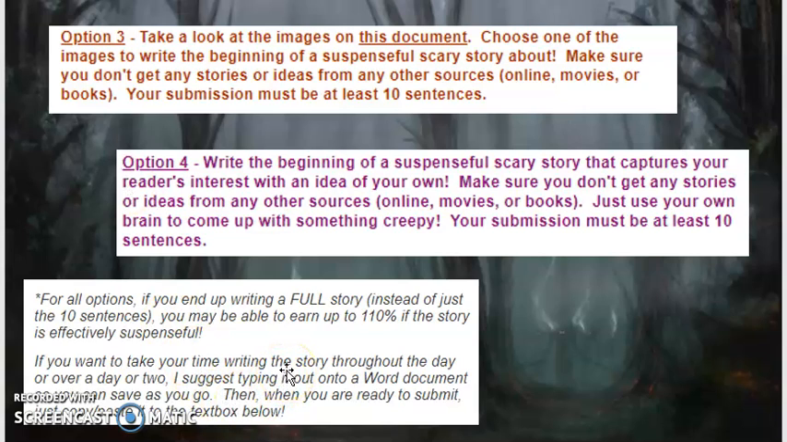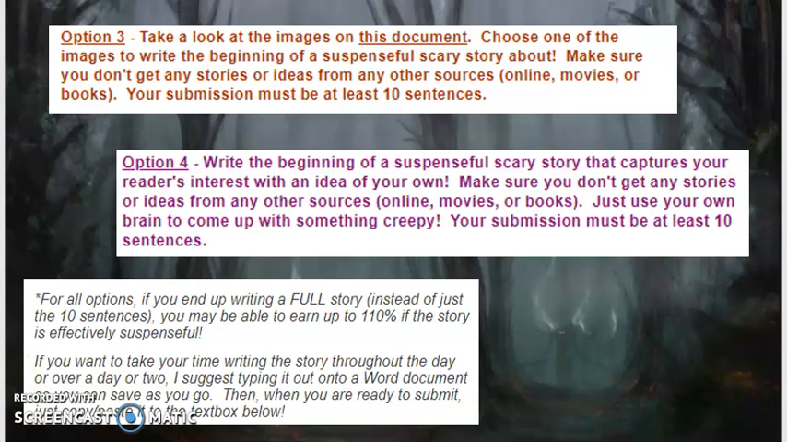Now, for all of these options, you may want to write a full story. You may want to do more than just the introduction. So if you end up writing a full story, you can earn up to 110% on this assignment. So some bonus points if it's a lengthier story and it's written well.